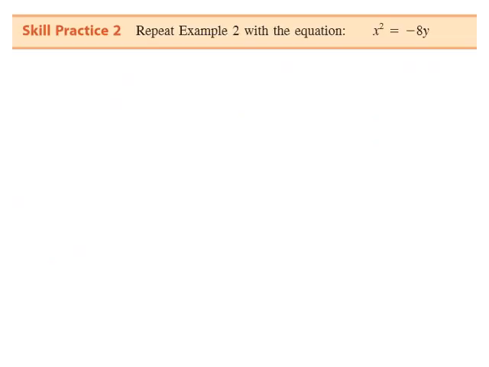Let's do the same exact thing with this equation. Now, looking at this, I see I have x squared, which means this will be a parabola opening upward or downward. Because this value is negative, I'm going to have a parabola opening downward. In this case, 4p is equal to negative 8, so p is negative 2. So if you want to begin sketching this, you certainly can.